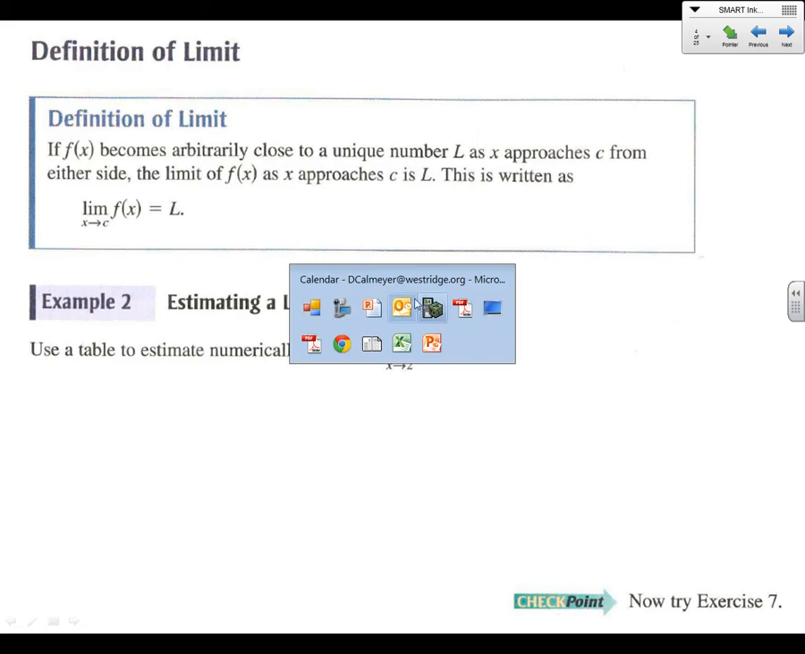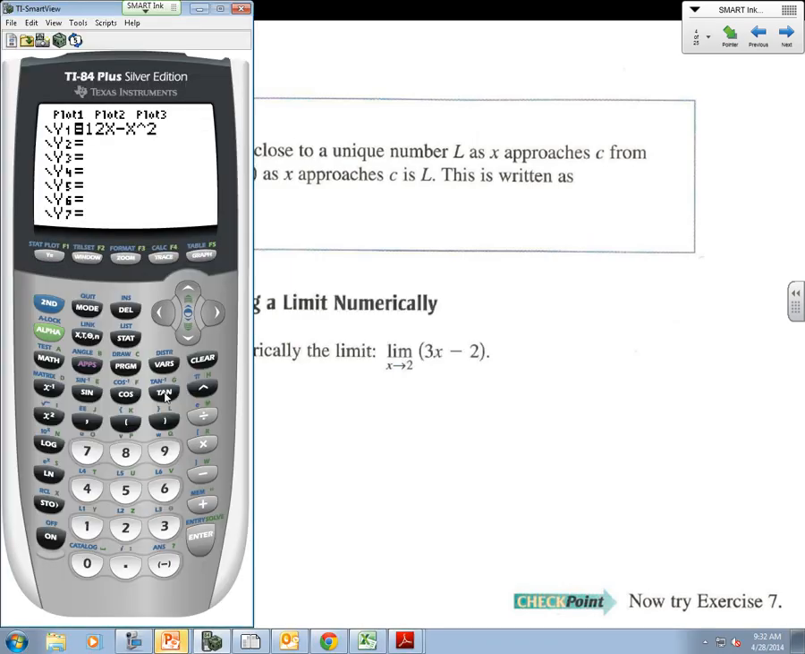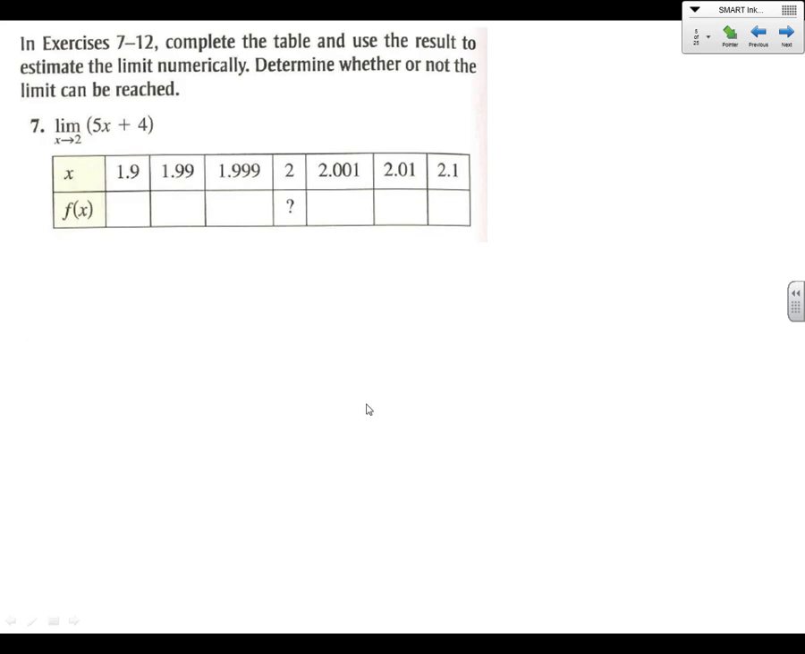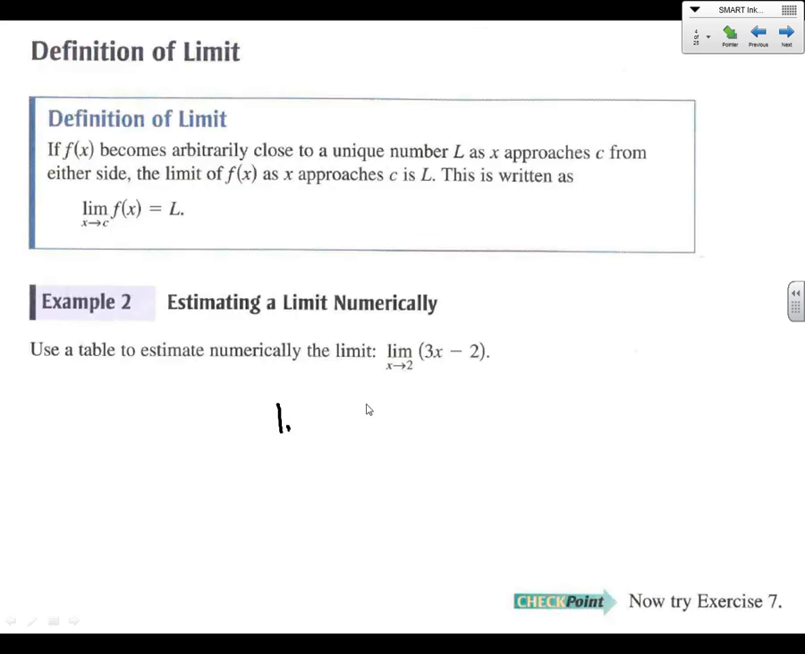All right, calculator, y equals, we're going to type in the function, 3x minus 2. We want to know what happens as x is approaching 2. So we're going to go to our table and change our table start to a little bit below 2, like 1.7, and check the table. It looks like, as we're getting closer and closer to 2, the y values, which is what we care about, are approaching 4. So our answer here would be the limit as x approaches 2 of 3x minus 2 equals 4. All right, so using that information, try exercise 7.